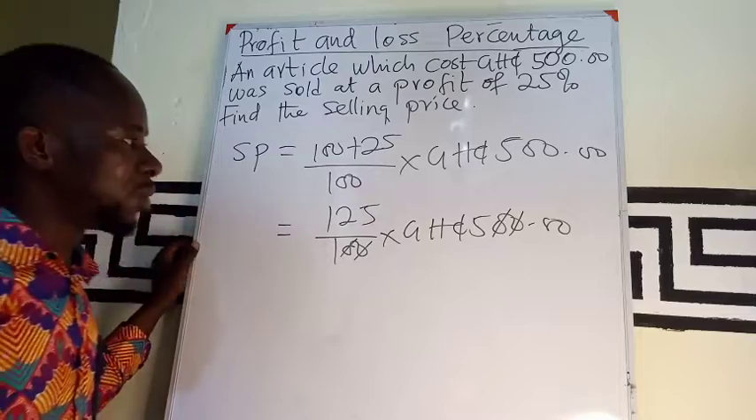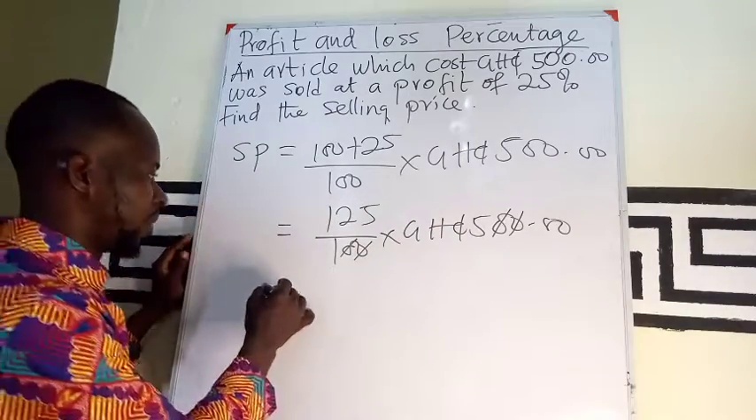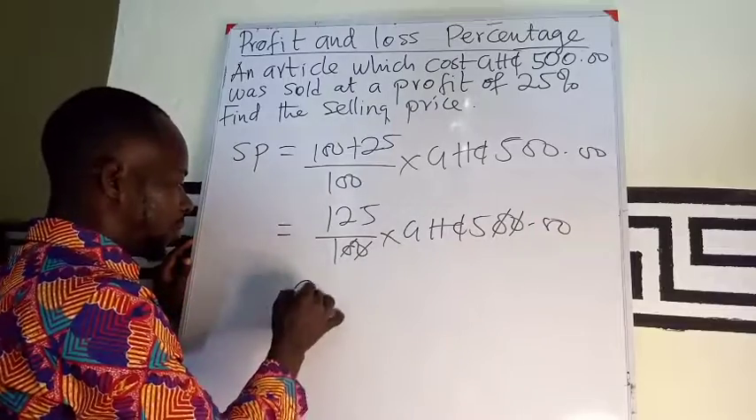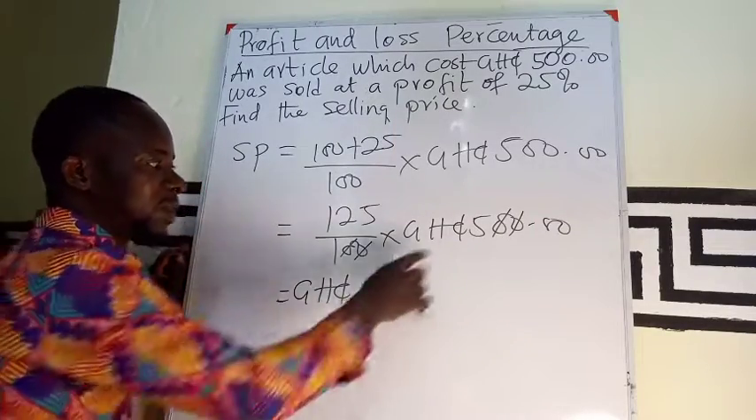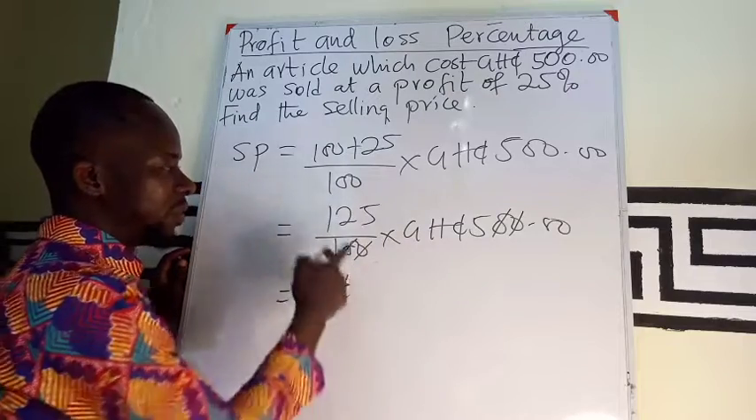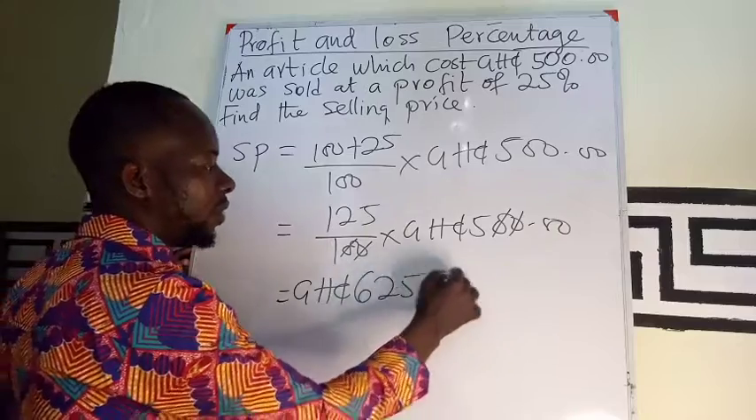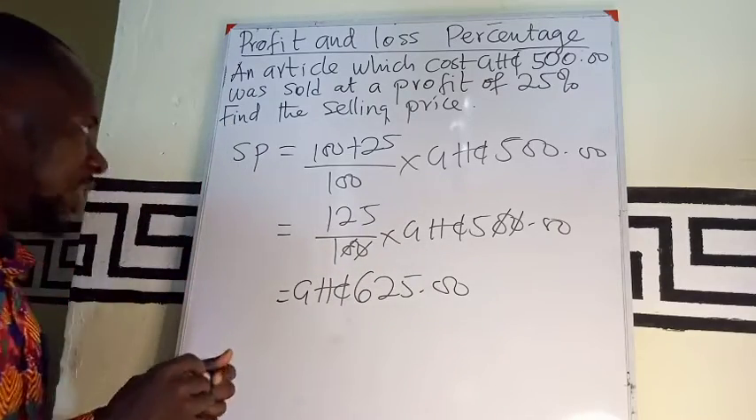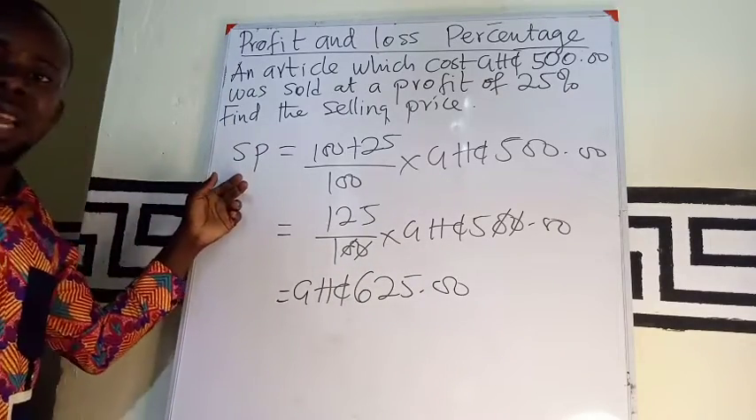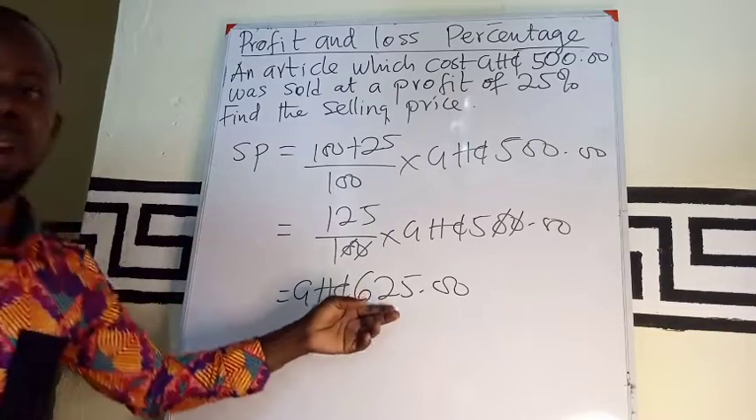500 to have as what? 5. So now 5 times 125. Don't forget the symbol will still be Ghana cedis. 5 times this will give us 625 Ghana cedis. So it means that the selling price of the article will be 625 Ghana cedis.